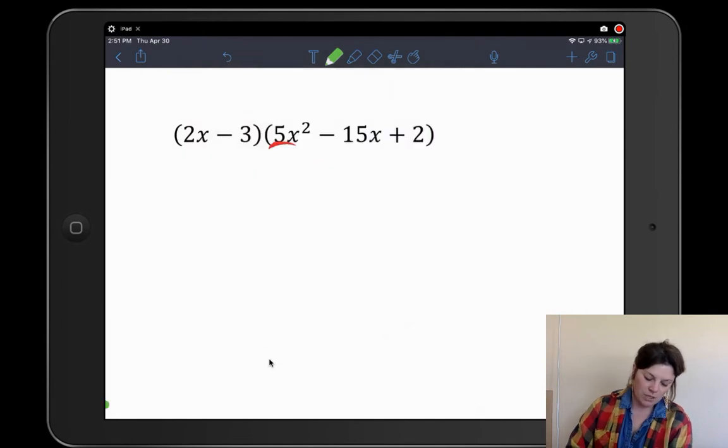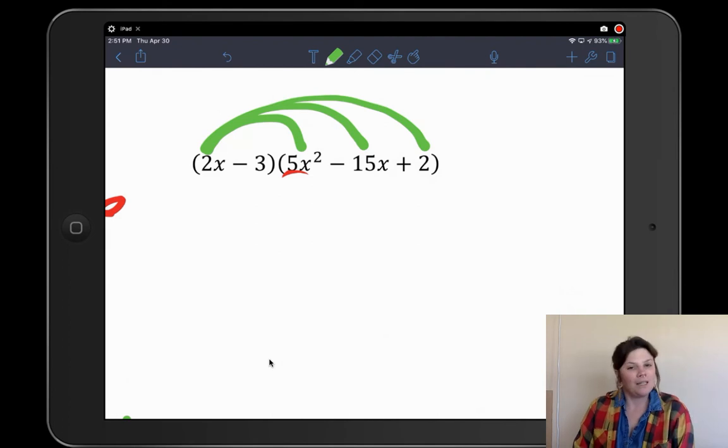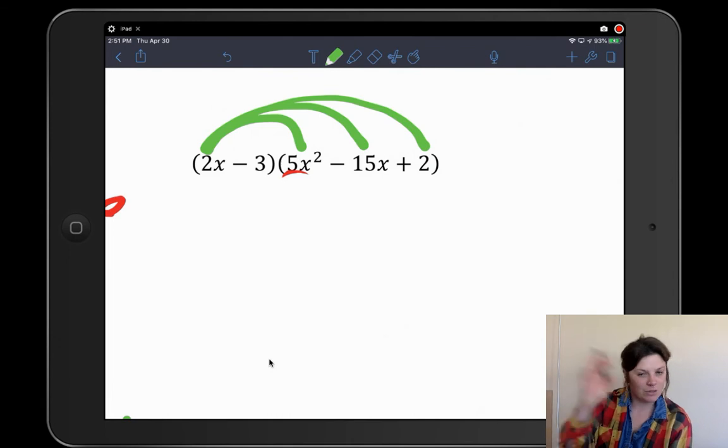So it's the same idea where you're starting with the first part of the binomial, but now the second polynomial has 3 terms. So you need to do 2x times 5x squared, 2x times negative 15x, 2x times 2. And it can get a little confusing. Some of you might use the box method. I'm not going to go over that. If you would like me to, then I'd be happy to, just email me and I'll go over that method with you.